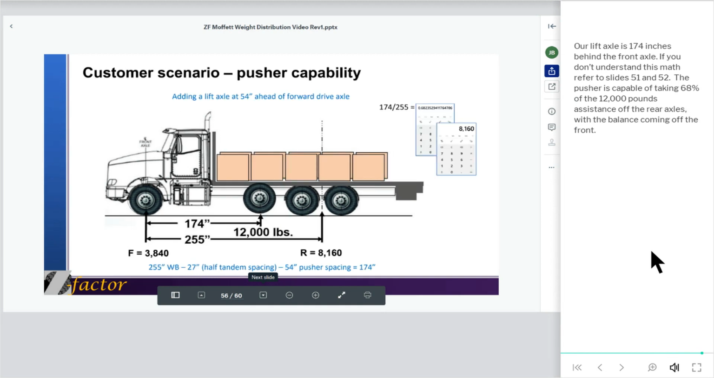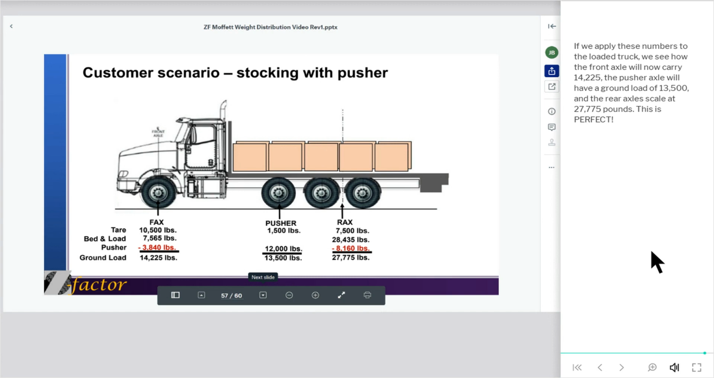Our lift axle is 174 inches behind the front axle. If you don't understand this math, refer to slides 51 and 52. The pusher is capable of taking 68% of the 12,000 pounds assistance off the rear axles, with the balance coming off the front. If we apply these numbers to the loaded truck, we see how the front axle will now carry 14,225, the pusher axle will have a ground load of 13,500, and the rear axle scale at 27,775 pounds. This is perfect.